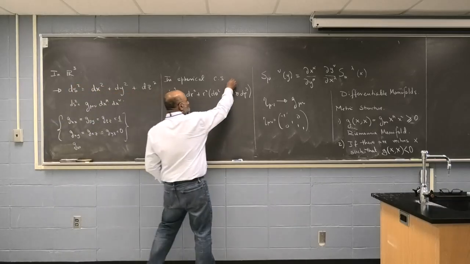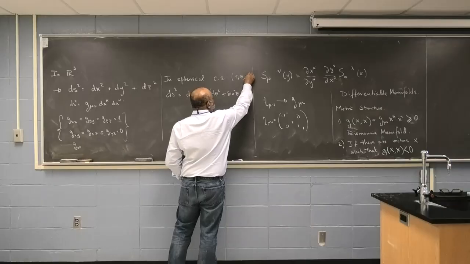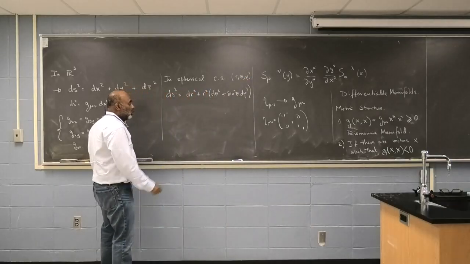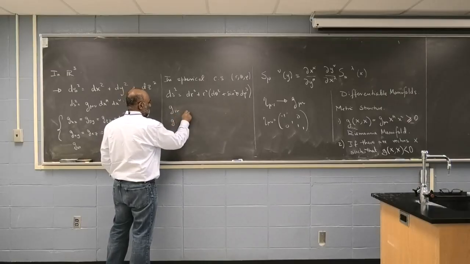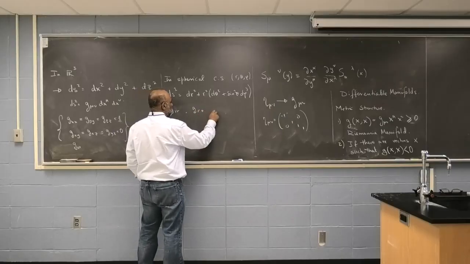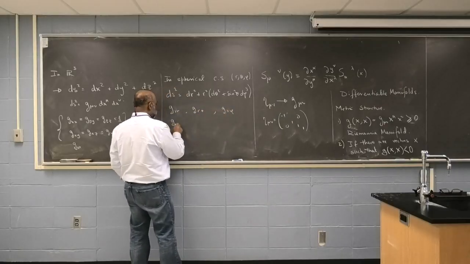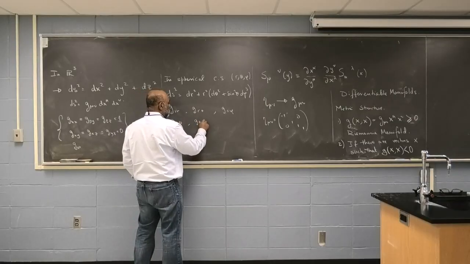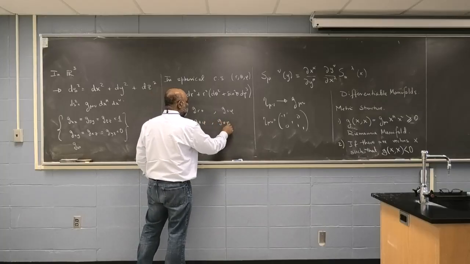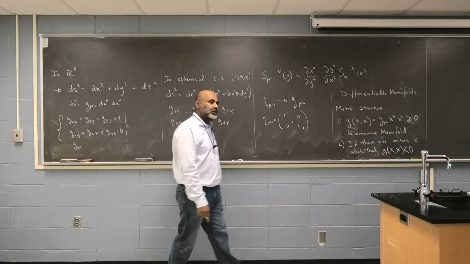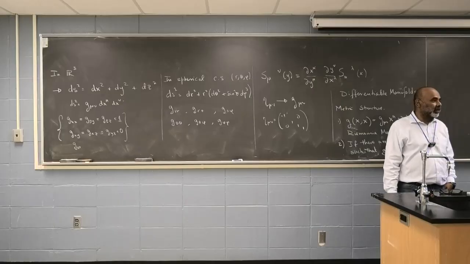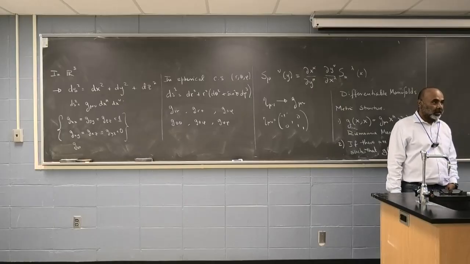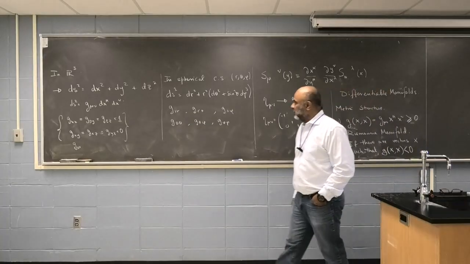So, what are the spherical coordinates? R, theta, phi. So, what could be the components? G R R, G R theta, G R phi. Then you can have G theta theta, G theta phi. Then you can have G phi phi. In 3 dimensions, I'll have only 6 of them, because the other ones, for example, G R theta should be the same as G theta R. Tell me the values of these.